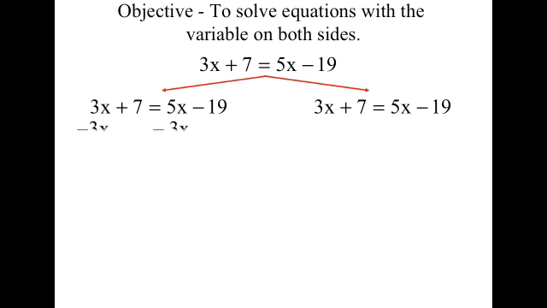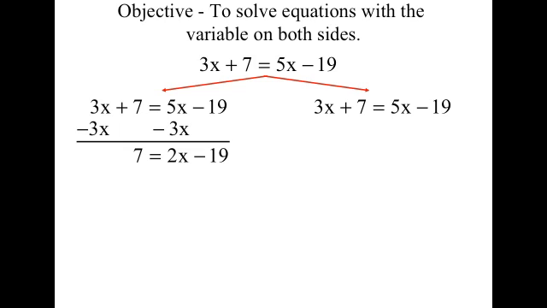Go on to the slideshow. Alright, so I can do this in a couple different ways. I can do it just the way I just showed you. Isolate the variable onto one side of the equation. So if I want to get rid of that 3x, I'm going to subtract it. And when I subtract that from both sides, I'm now left with 7 equals 2x minus 19.